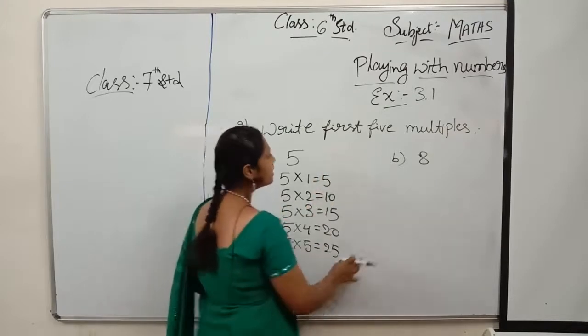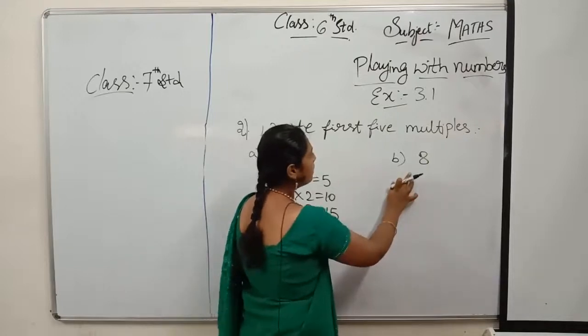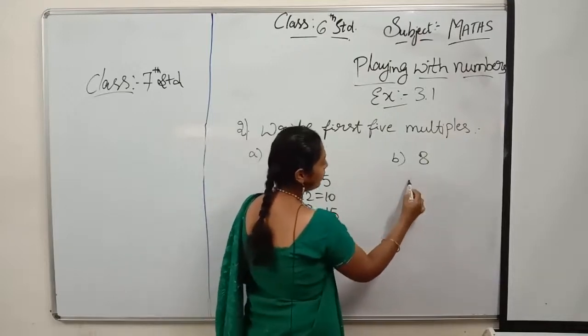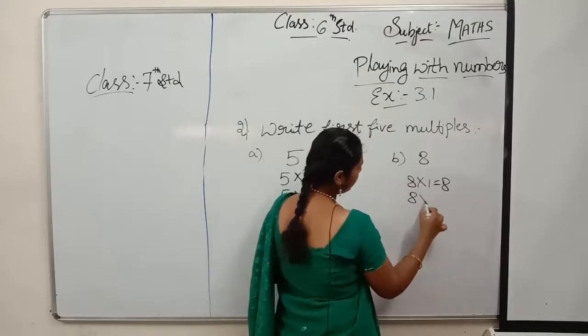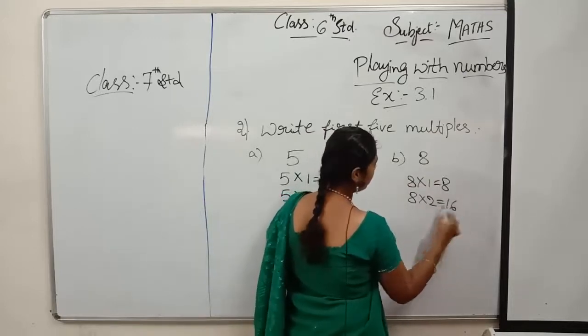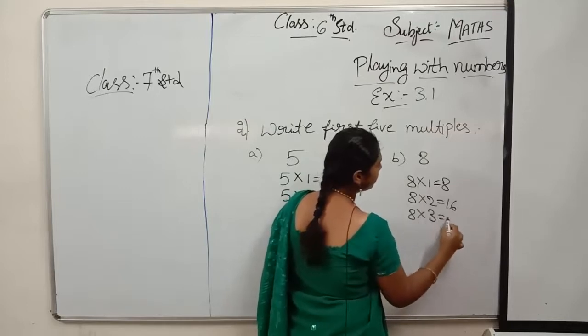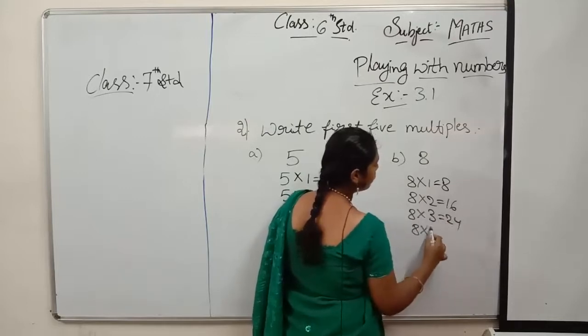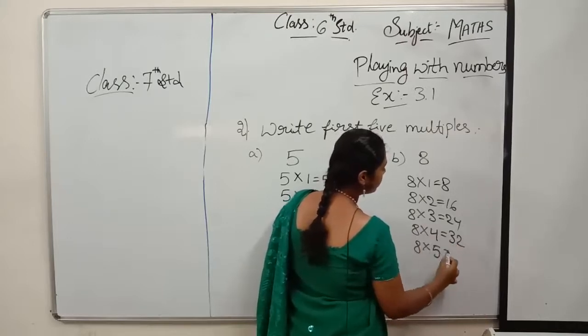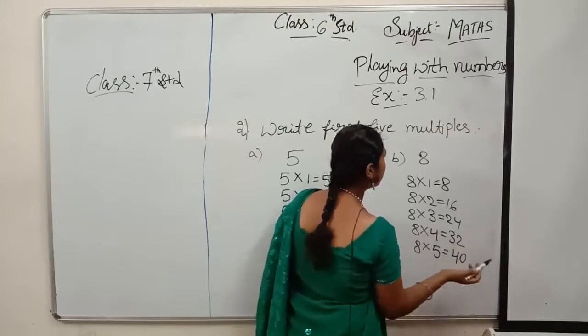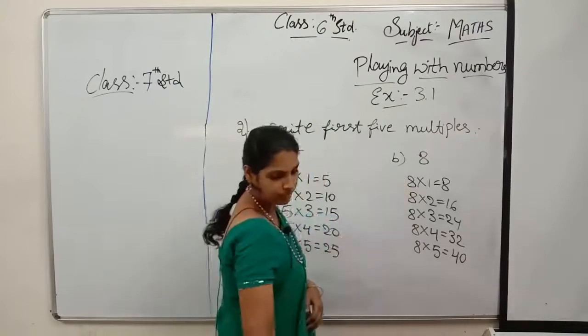Next, second, B1. Multiples of 8 we have to write. So we have to write the 8 table: 8 ones are 8, 8 twos are 16, 8 threes are 24, 8 fours are 32, 8 fives are 40. These are the multiples of 8.